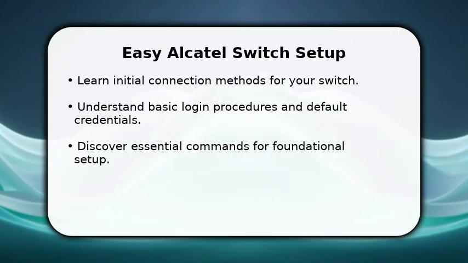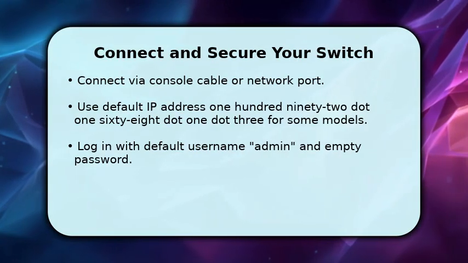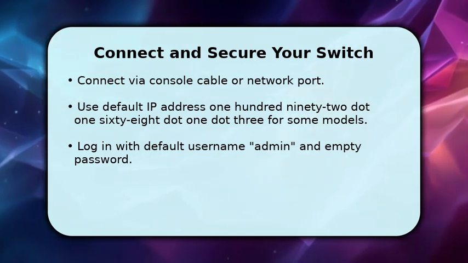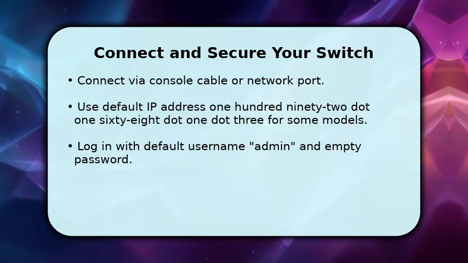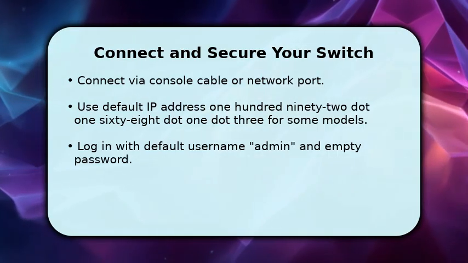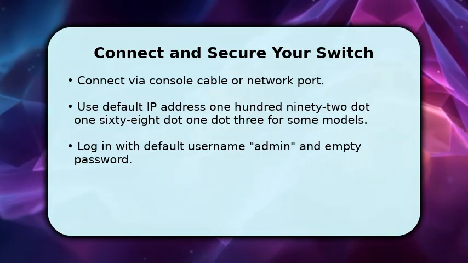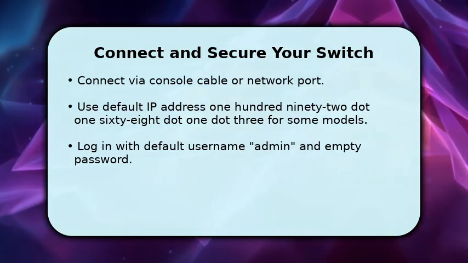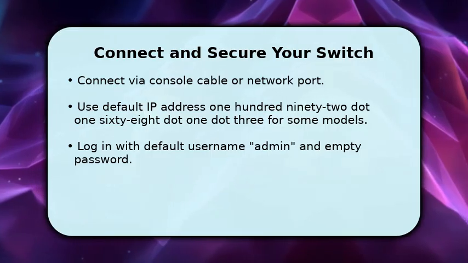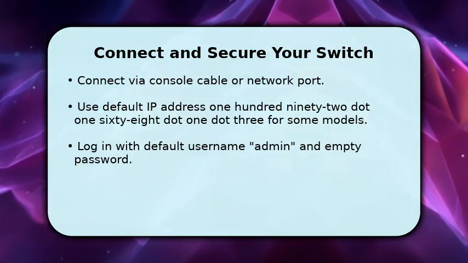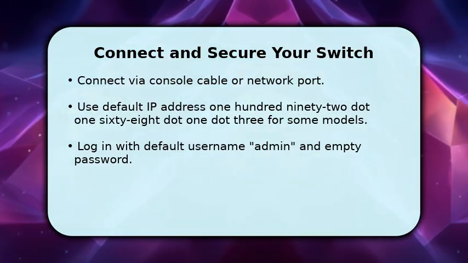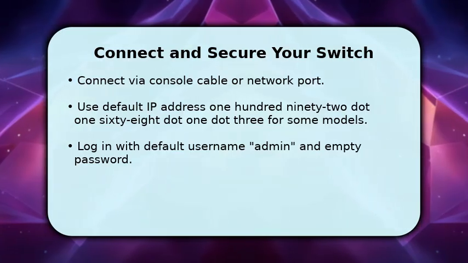network configurations. To begin, physically connect to your Alcatel switch using a console cable or an Ethernet cable to a network port. For many models, the default IP address is 192.168.1.3. Once connected, you can access the command line interface using a terminal emulator. The default username is typically admin with an empty password. It is crucial to change these default credentials right away to secure your network device.